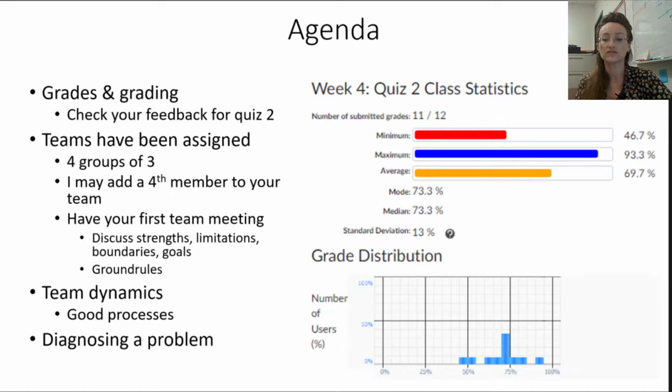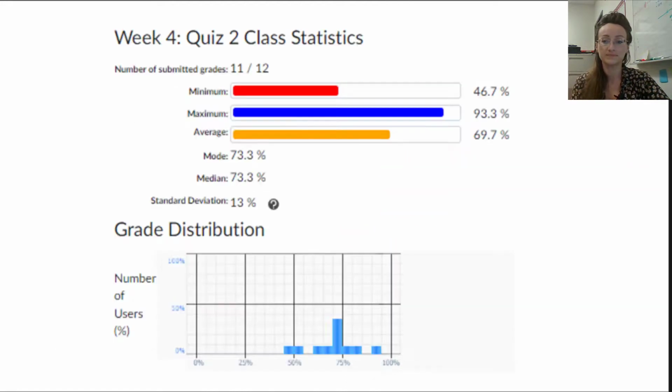So you should arrange your first group meeting and get to know each other, to make your strengths and weaknesses and boundaries known to each other and to set some ground rules. Finally, I'll cover the subject of the reading for this class, which is on how to diagnose a problem.